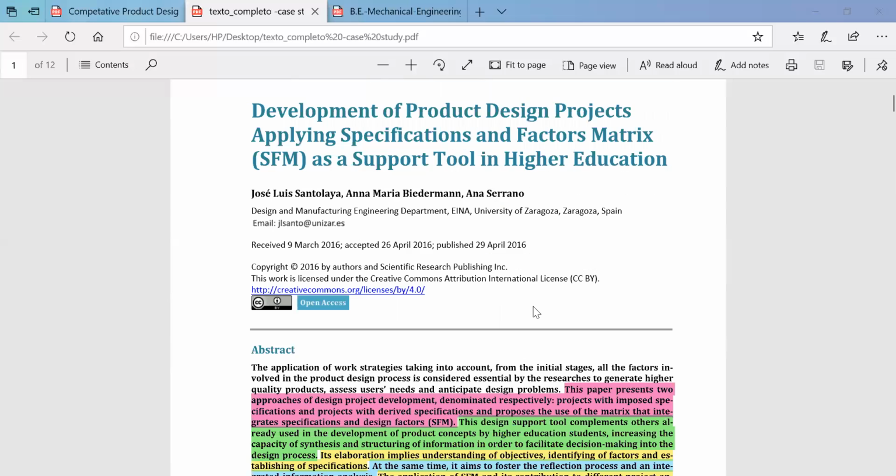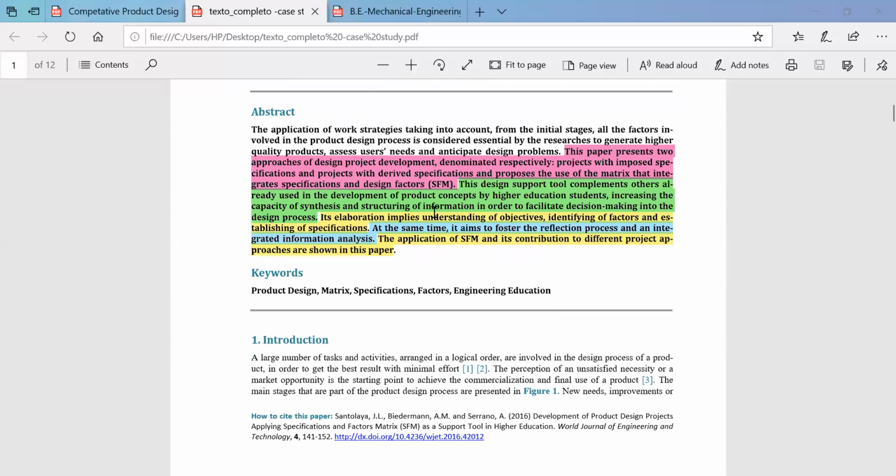Here I want to tell you two points. The paper speaks about two aspects. This paper presents two approaches to design a given project for its development process. One is projects with imposed specifications, and the other is the derived specification and the purpose to be used in the given matrix. So they consider two aspects.